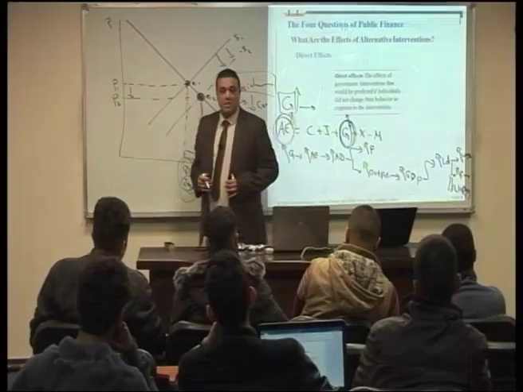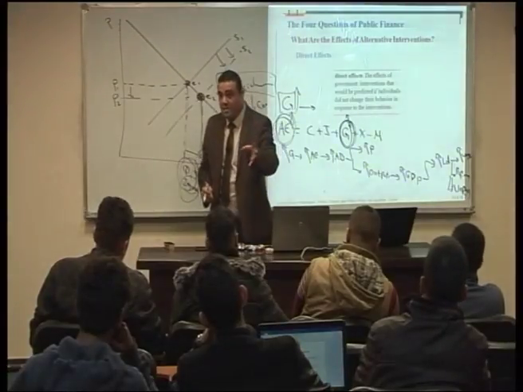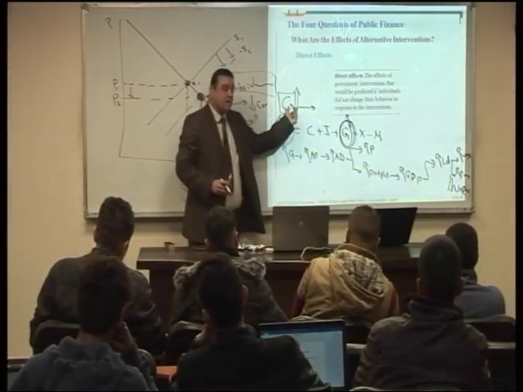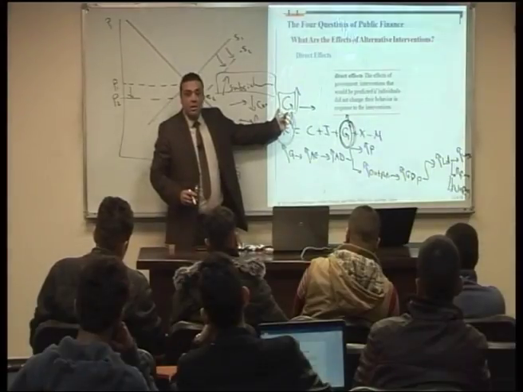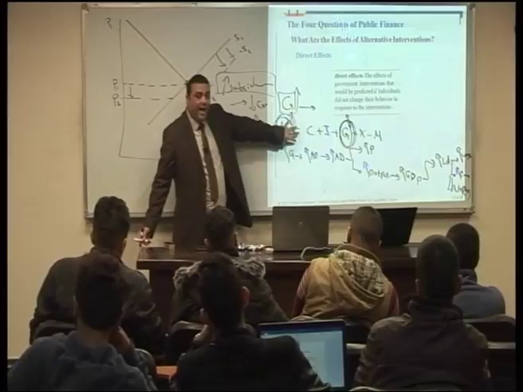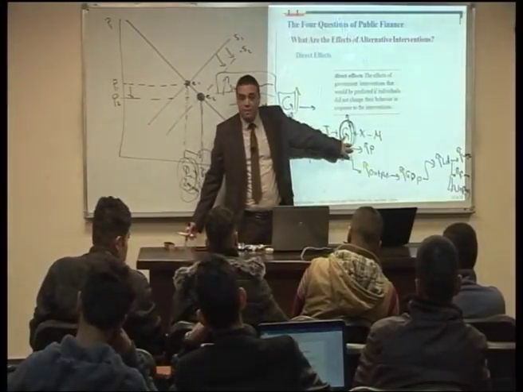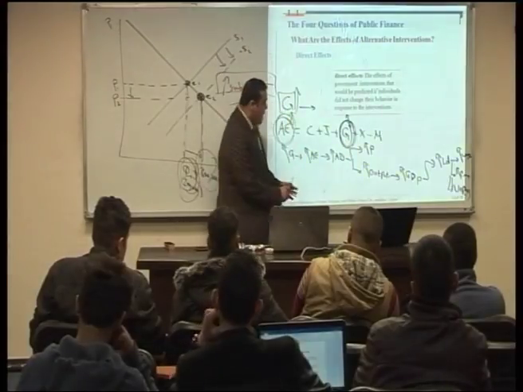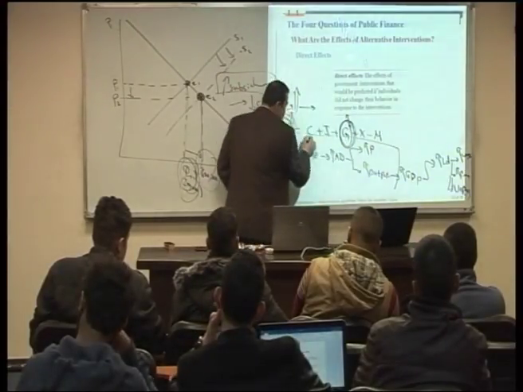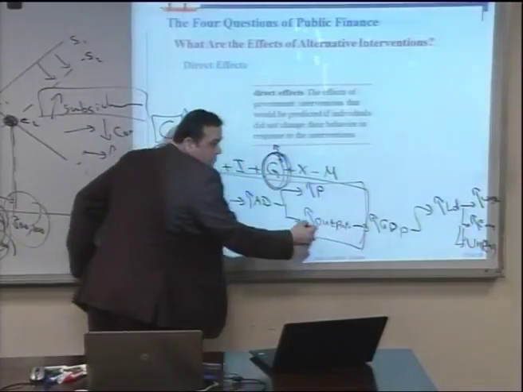So, what do you see? The government uses a tool, which is government spending: increasing government spending, or decreasing taxes, or cutting taxes. This has an impact on the economy, and we have indirect effects. We can say that in this stage we are talking about a direct effect.